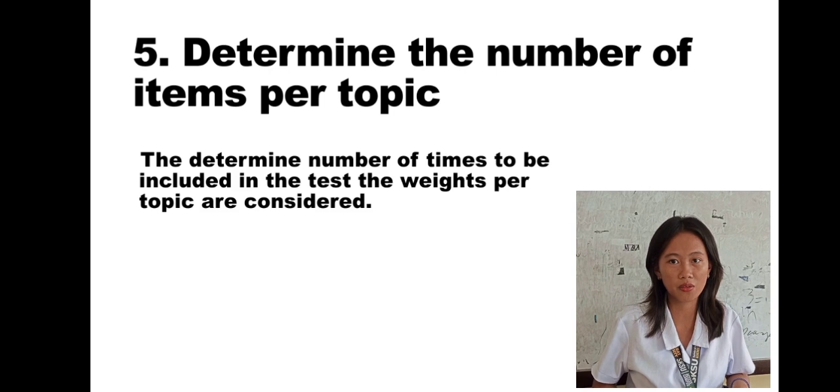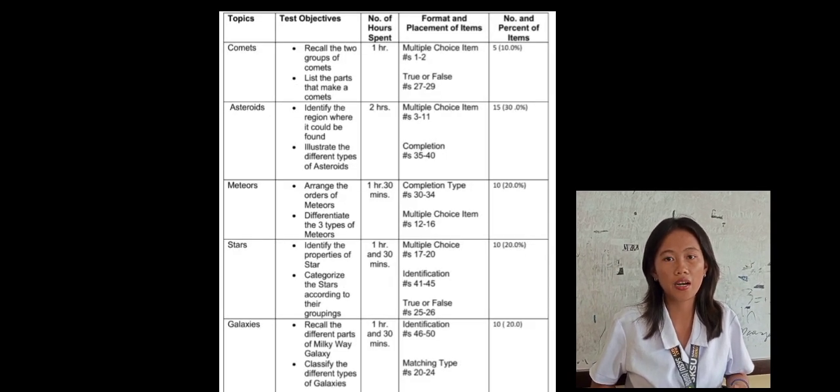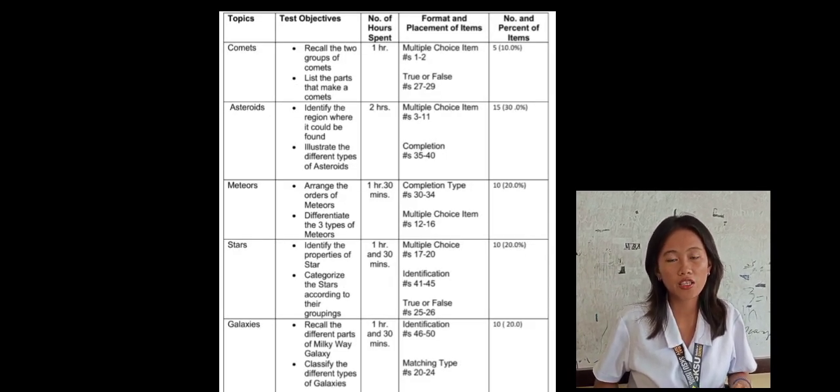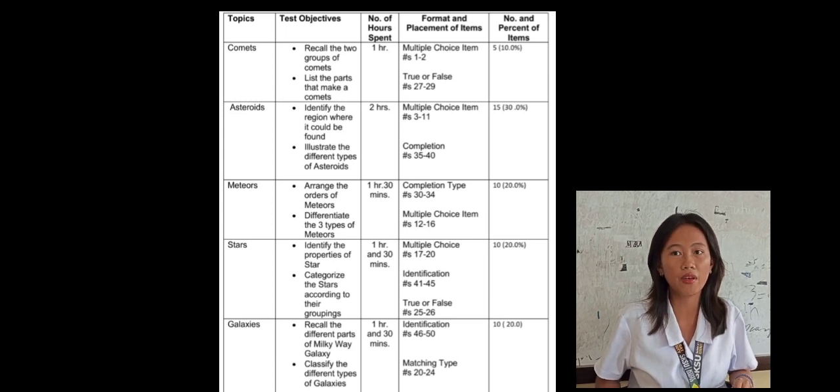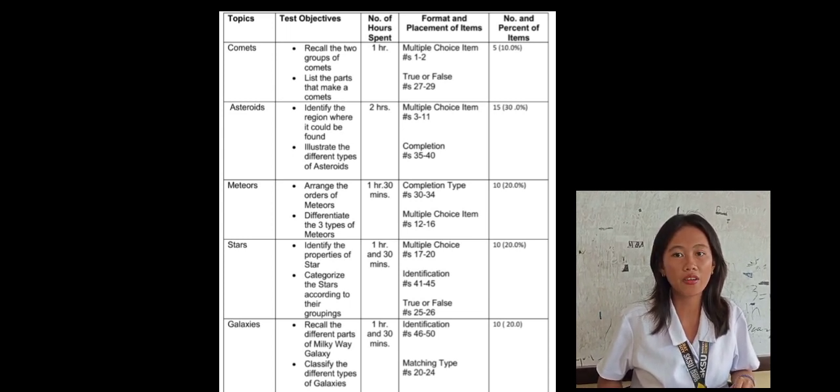So here's our table of specification specifically for the grade 9 level, which talks about the other celestial bodies. So we have the subtopics or the topics that cover comets, asteroids, meteors, stars, and galaxies.